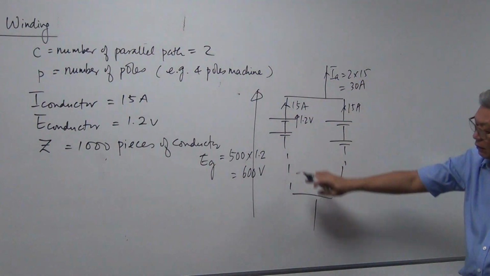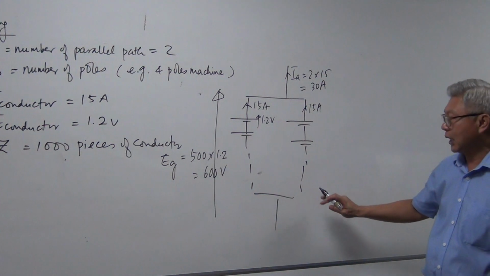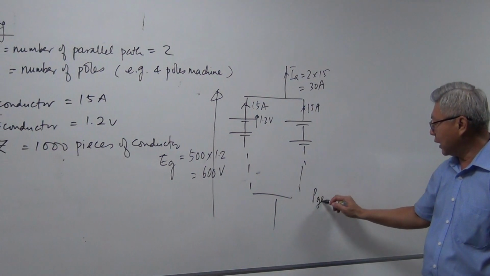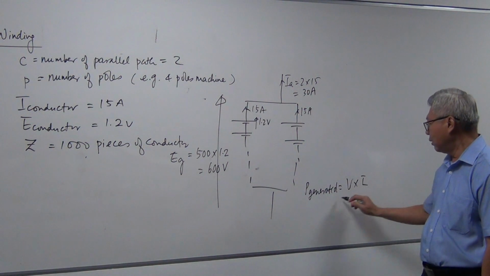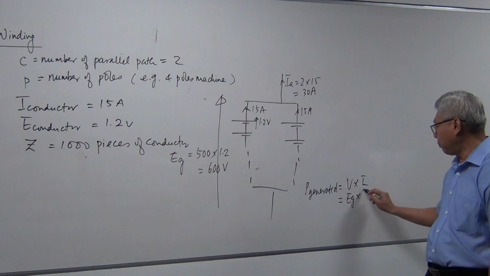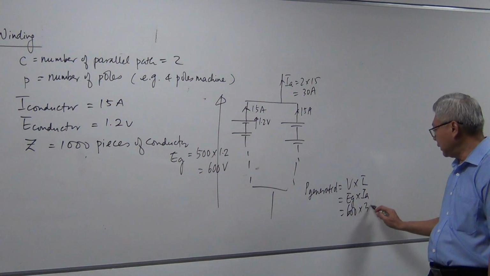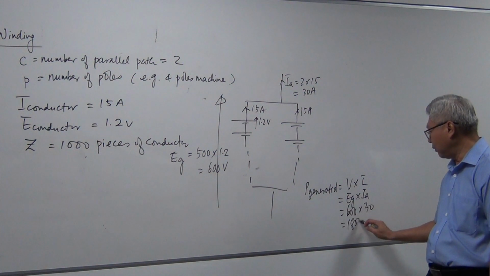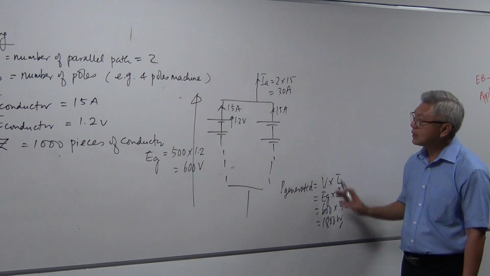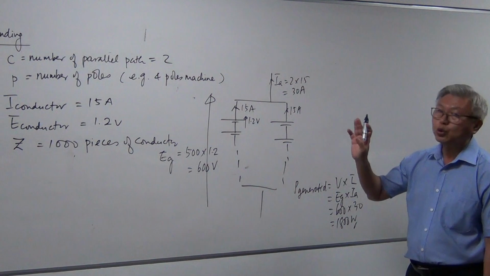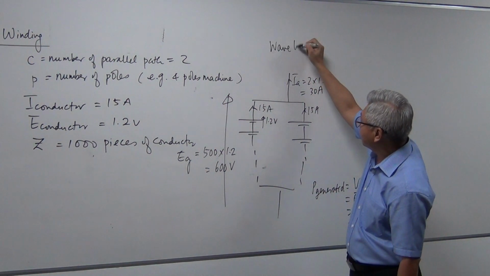So in this wave winding armature in my separately excited generator, the power generated is equal to V times I, which is equal to EG multiplied by IA. That is equal to 600 multiplied by 30, which is equal to 1,800 watts. Alright, so let us remember this figure, and then we move on to do our lap winding method. So this is the wave winding method.